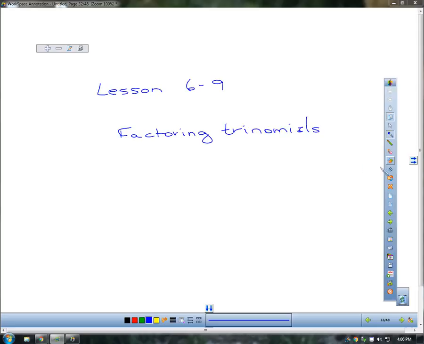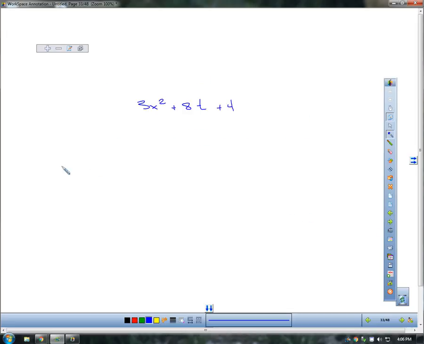Lesson 6-9, we're going to factor trinomials. This is what we did in class on Tuesday, January 19th. So if we're going to factor and there's not a 1 in front of x squared, this brings it to a little bit different of a level here.